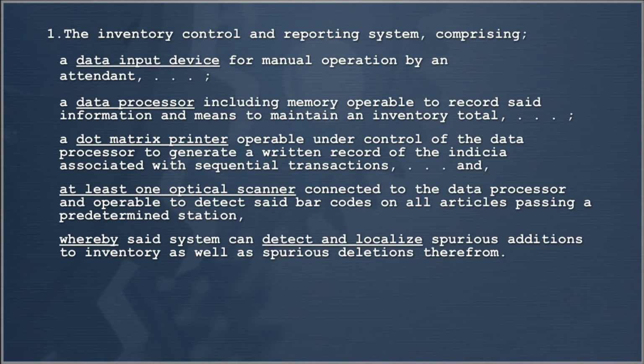And here's claim 1, the inventory control and reporting system comprising, and I've underlined each of the major elements of the claim: a data input device, a data processor, a dot matrix printer, and at least one optical scanner, whereby said system can detect and localize spurious additions to inventory as well as spurious deletions therefrom. Right? These are what we call limitations of the claim. The underlined pieces are major limitations of the claim. The rest of the text is sort of additional limitations.